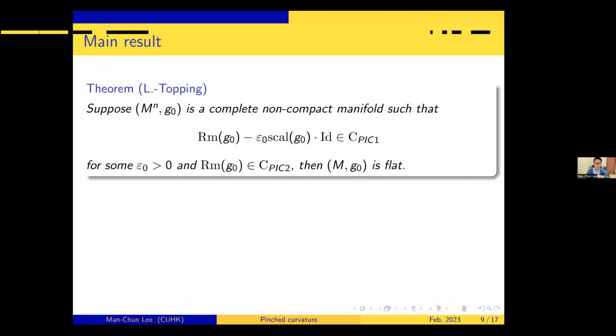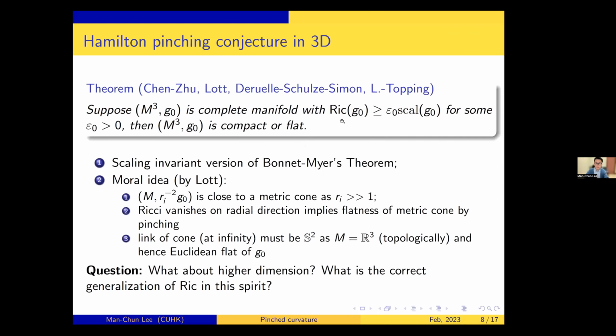We consider the case when the manifold is a complete long compact manifold. The long compactness is important; we a priori assume the manifold is long compact, unlike some of the gap theorems in the past. We consider the case when the curvature operator of this particular metric is pinched by the scalar curvature, inside the PIC1 cone. In three dimensions, it's basically the same if you formulate it in the same way.